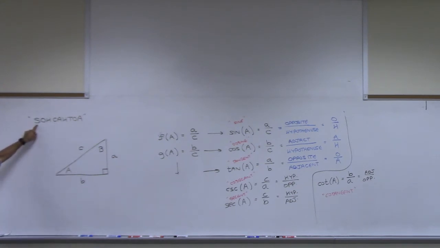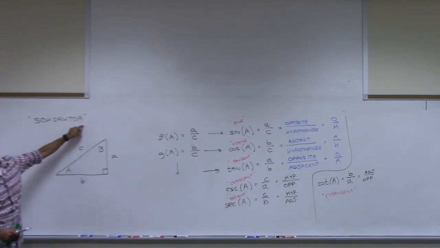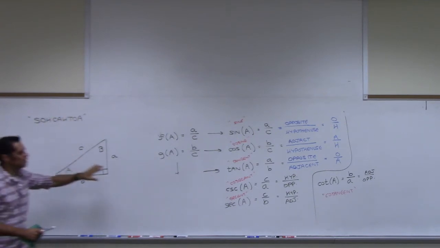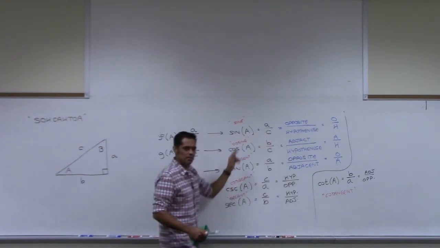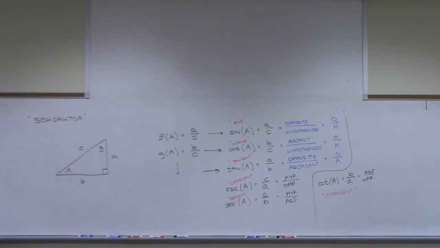So sine is opposite over hypotenuse, cosine is adjacent over hypotenuse, and tangent is opposite over adjacent. So if you can remember SOHCAHTOA, then you can kind of see it. Sine is opposite over hypotenuse. You see it? Cosine, tangent? Okay. If not, you just memorize it that way, however you want to do it.